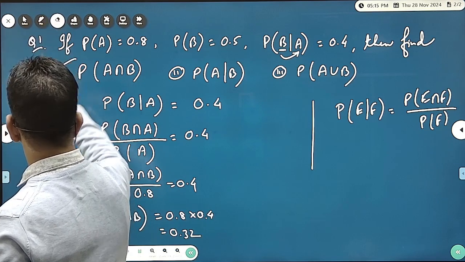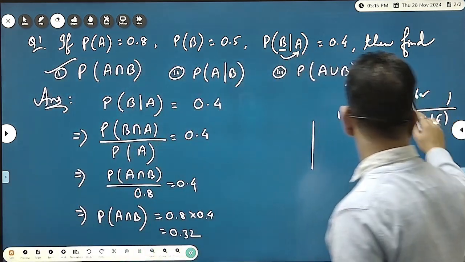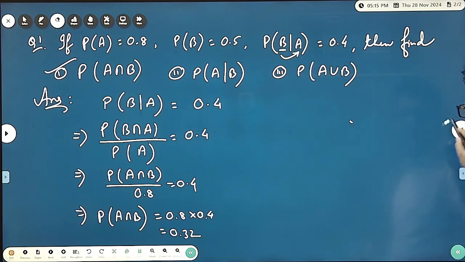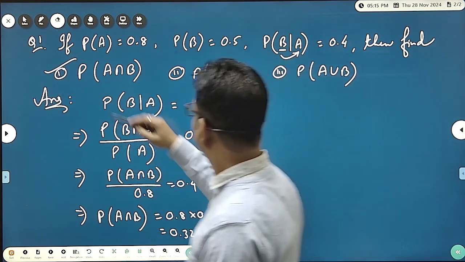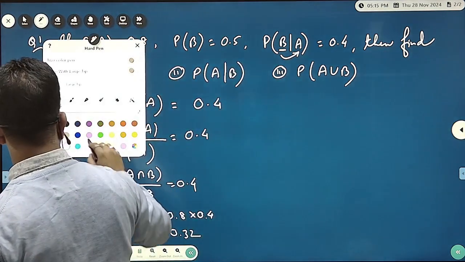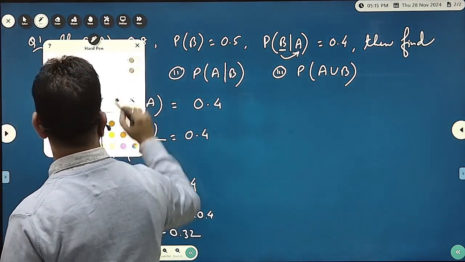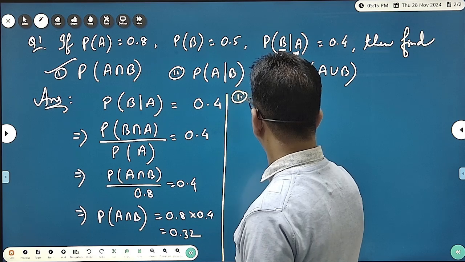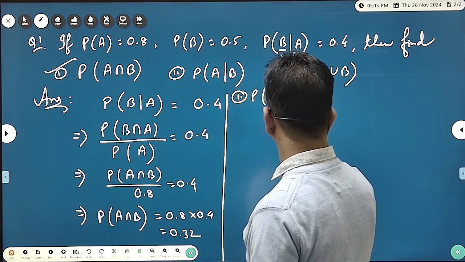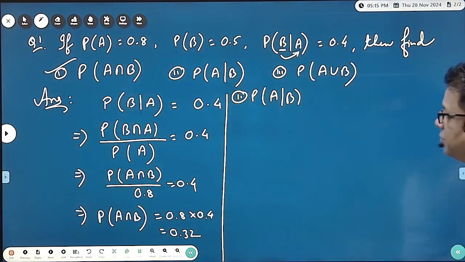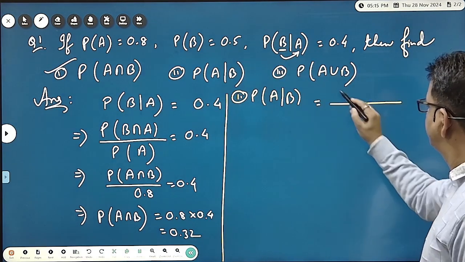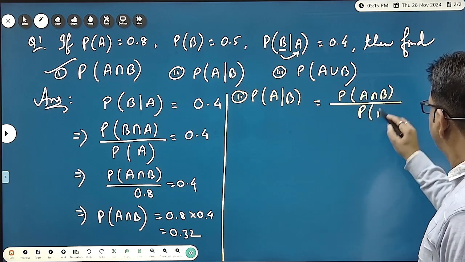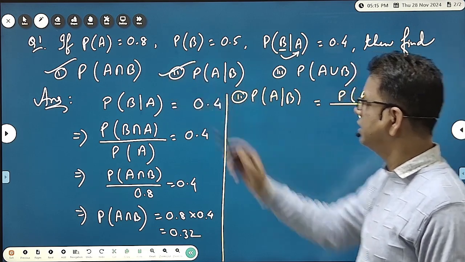Okay, now let me go to the second one. I think it is okay. Yes. Now if I try the second example, as I told you, this is just to understand the basics of conditional probability. Now number 2, given P of A condition to B. Try using the previous formula. What is that? P of A intersection B divided by P of B.